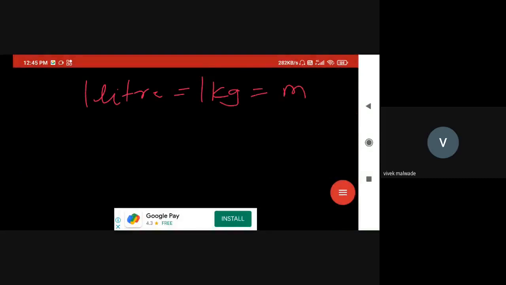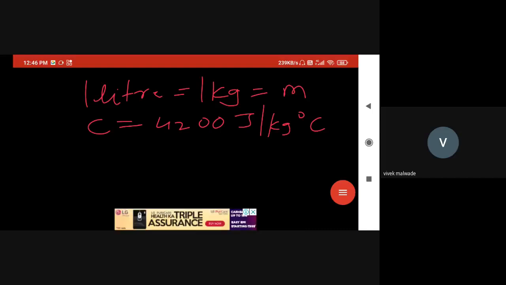So our mass is 20 kg, and the specific heat capacity of water is 4200 joules per kg degree Celsius. That is, 4200 joules of heat energy is required to raise the temperature of water by 1 degree Celsius for 1 liter or 1 kg of mass. Here we are going to calculate the kilowatt hour, or 1 unit, which is required for this whole process.